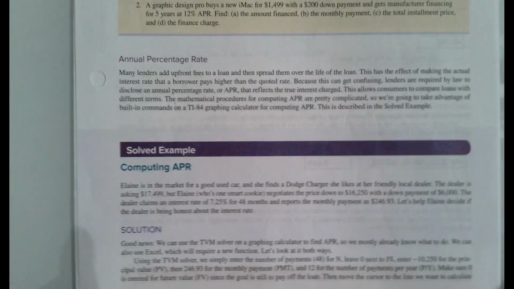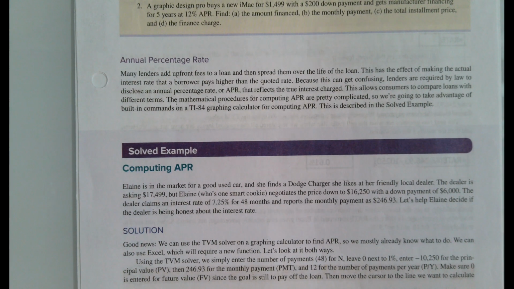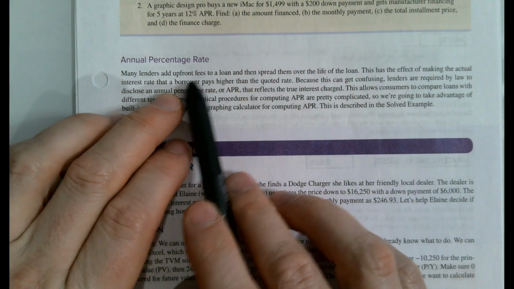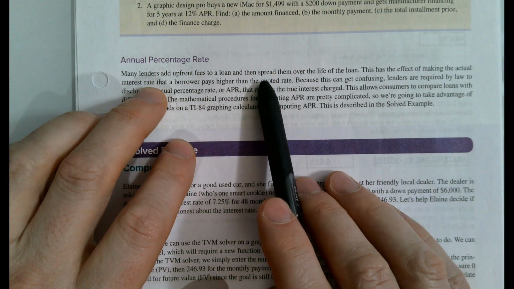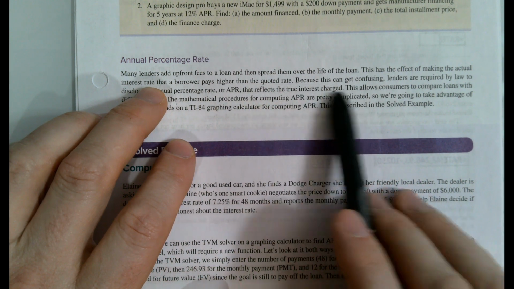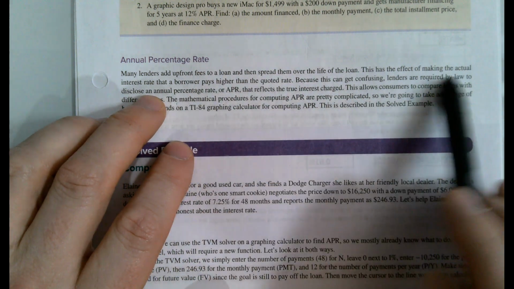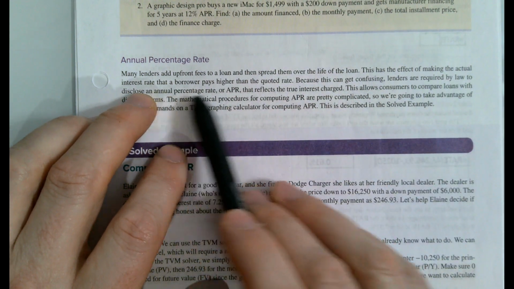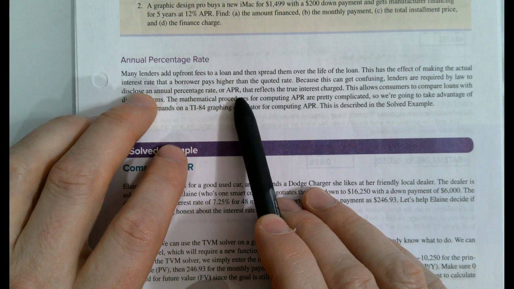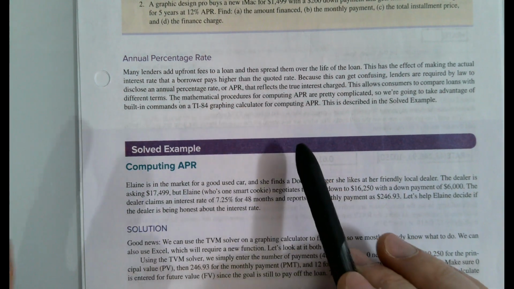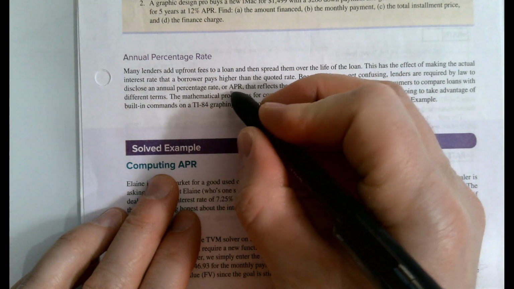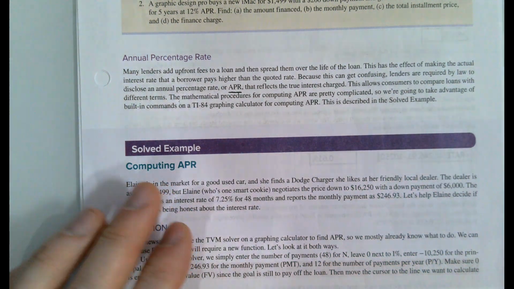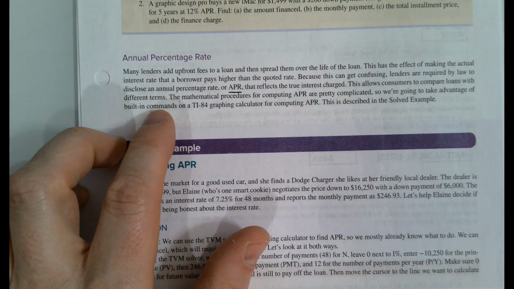Okay, we're looking at the annual percentage rate calculation. Most lenders add upfront fees to loans, and then you pay for them over the lifetime of the loan. That means, as the author's pointing out here, that the actual interest rate is higher than the quoted rate, because you're being charged interest on these fees. That's where this APR comes from, which is the required by law disclosure of the annual interest rate.